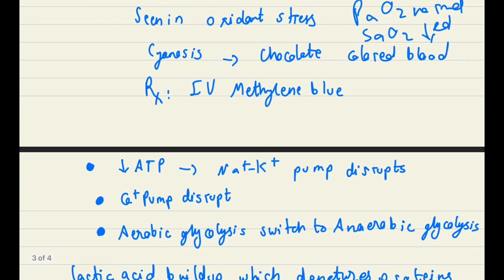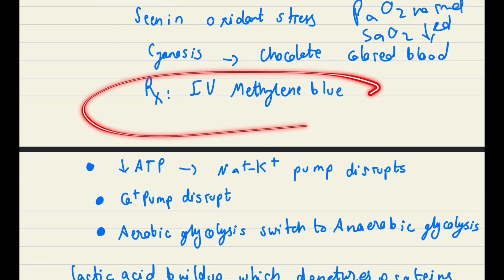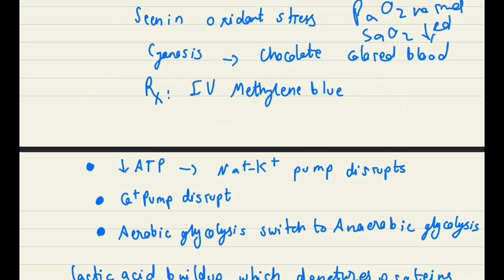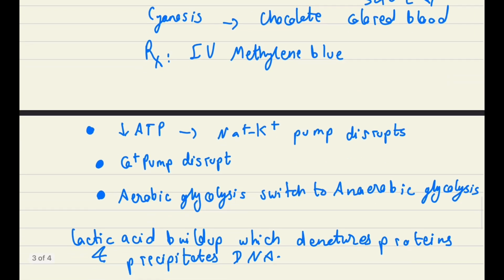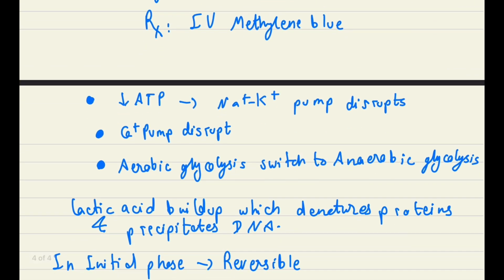Then, if we have to treat it, what is the medication? We will give intravenous methylene blue. It helps to reduce Fe3+ back to the Fe2+ state, which again helps in binding with oxygen and increases the saturation of oxygen.